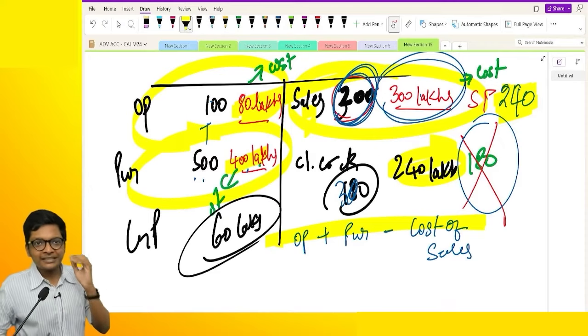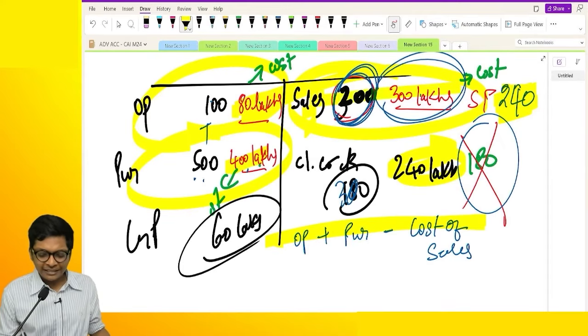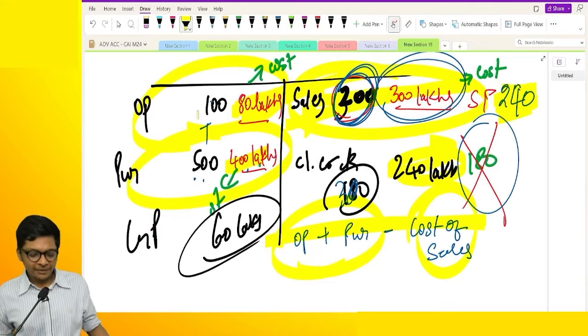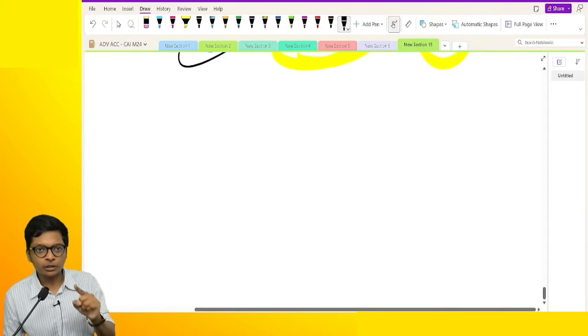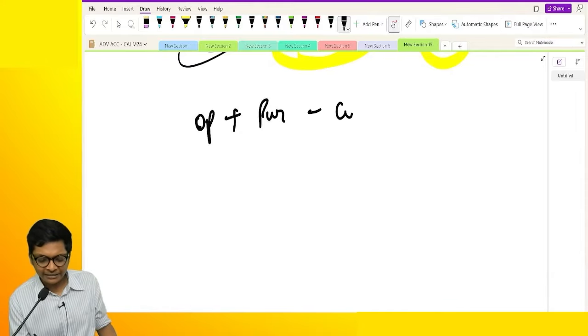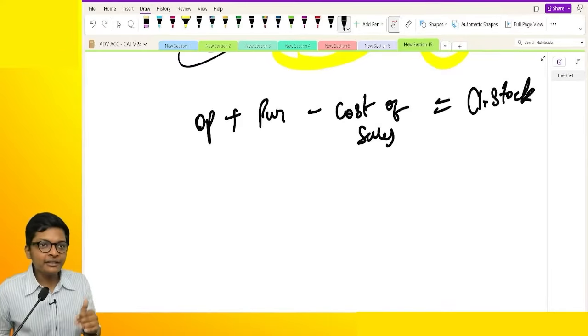The biggest mistake everybody makes is doing opening stock plus purchase minus sales. Opening stock and purchase is at cost. Sales is at selling price. So there are 2 ways to find closing stock. One, opening stock plus purchase minus cost of sales, you get closing stock. Understood? We are deriving this formula that you learnt in school.